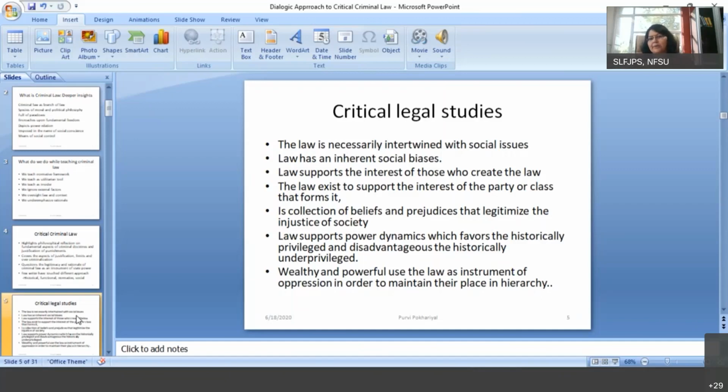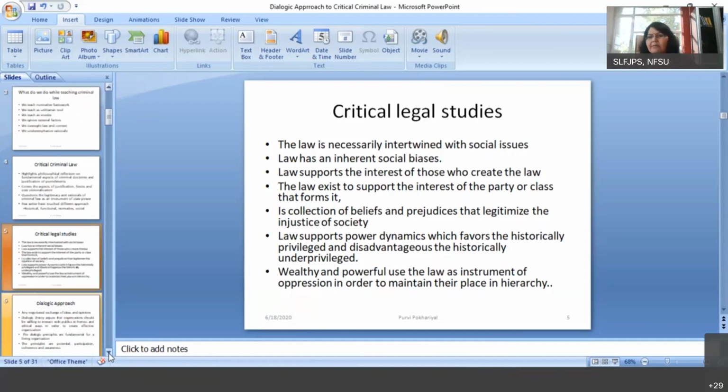are those people who are powerful, those people who are wealthy, and they make the law not only for their own protection, but at times law becomes an instrument of operation, so that they can maintain their own place, their own hierarchy in society. And this is the fundamental base whenever we are trying to discuss any of the aspects of the critical criminal law.